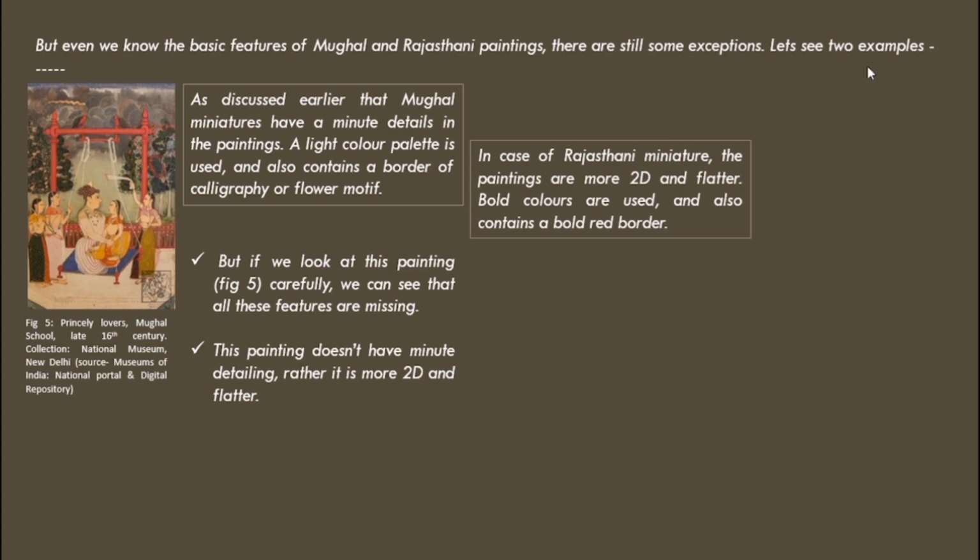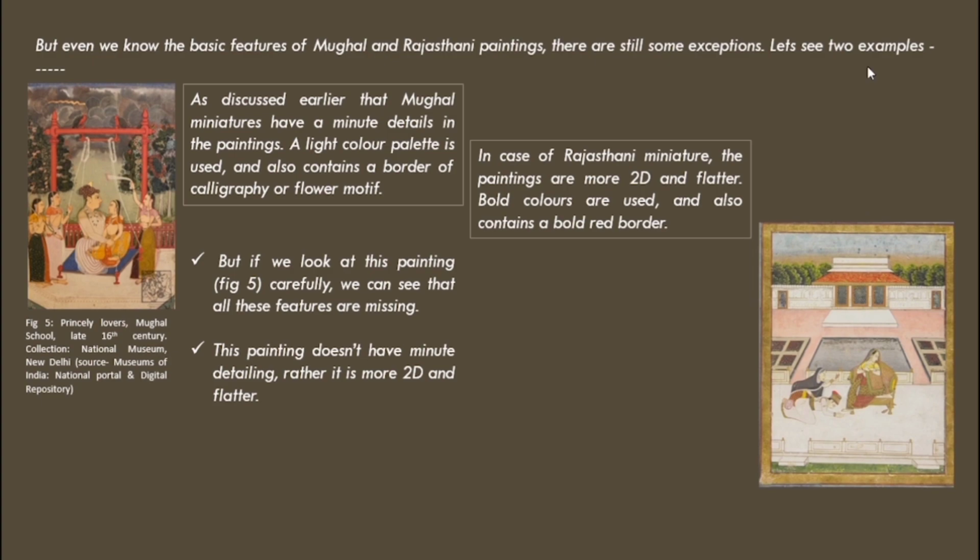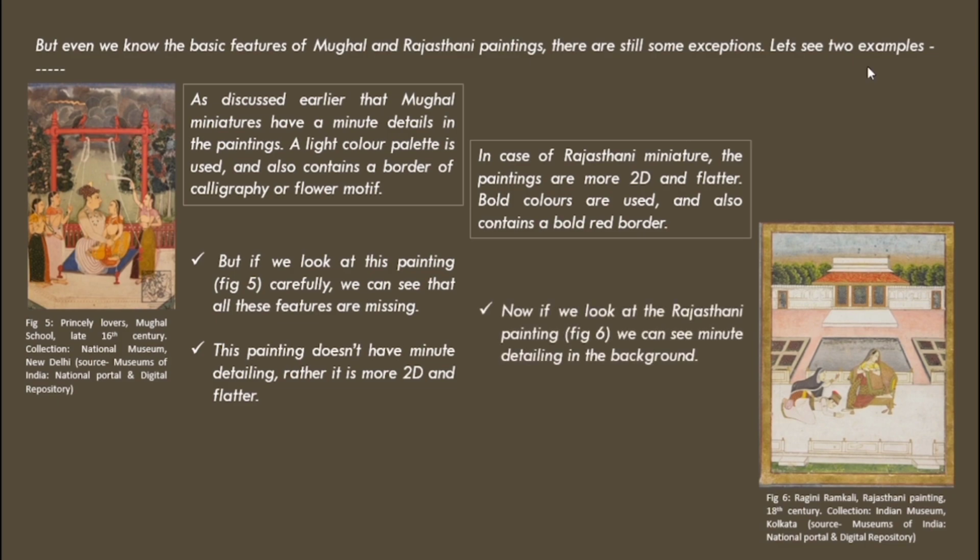And now for the Rajasthani paintings, we have seen 2D and flatter pictures, bold colors are used, and a red border is there. But if you see this picture, this is a painting from the Ragamala series titled the Ragini Ramkali, in the collection of the Indian Museum, Kolkata. Here, if you look carefully at the background of the painting, you can see minute details, and very subtle tones are used. You can feel what she is feeling in the painting, even though she has a pointed nose and a 2D flatter painting.